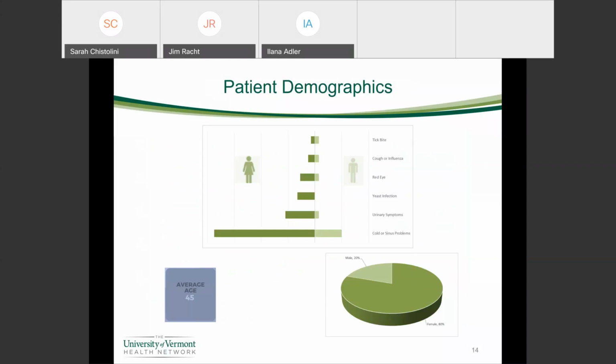In terms of patient demographics, we also found that more females have been submitting and utilizing this than males. So it's about 80% to 20%. And again, this is as of the end of September. There's more data in there, obviously, and we're closer to about 170 questionnaires at this point, but the majority has been female. Average age is about 45 years old.